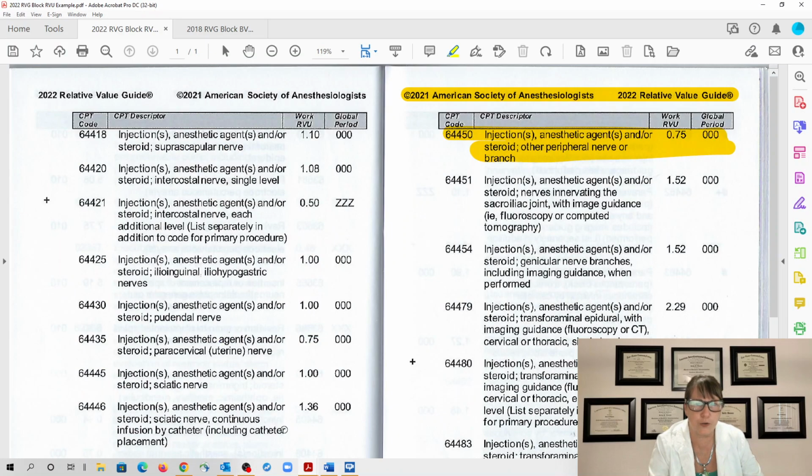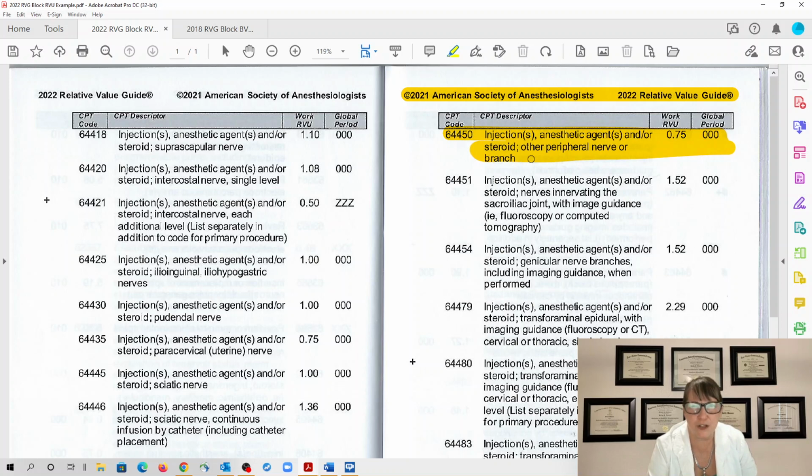First, I want to go to our 2022 relative value guide. The copyright's the year before, because that's when they do the printing of it. And then we get them for our 2022 codes. I've highlighted this because it says injection of an anesthetic agent or steroid into other peripheral nerve or branch. Other peripheral nerves are your unnamed nerves.